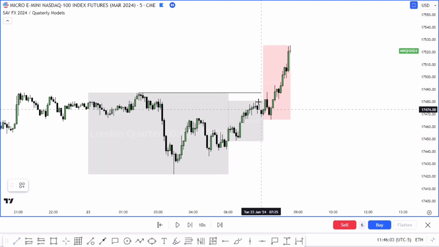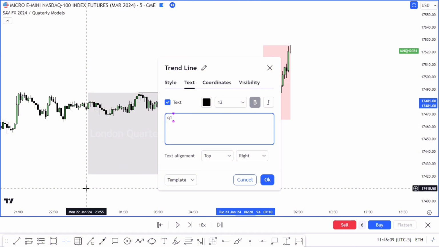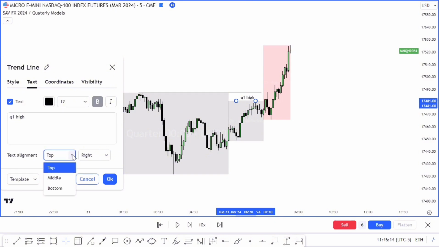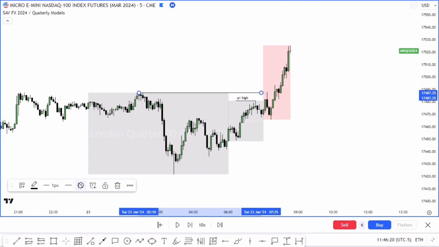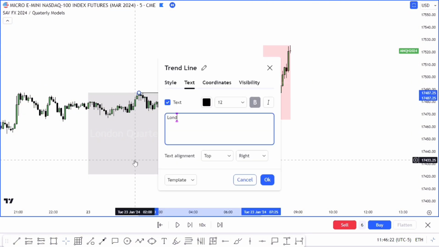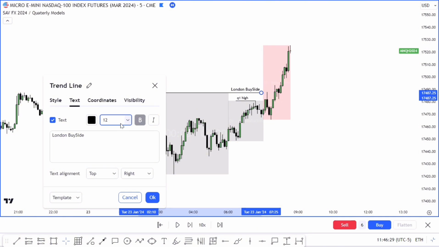Price swept the Q1 high. So we'll mark this out as the Q1 high, then make sure that shows on the chart like this. That's our Q1 high. And then this range right here would be our London buy side. Perfect. Check it out like this.